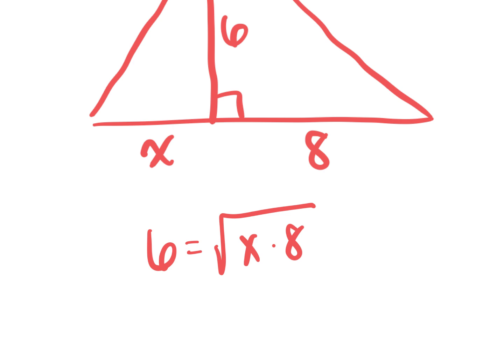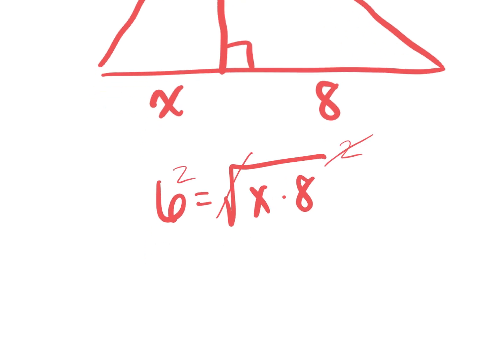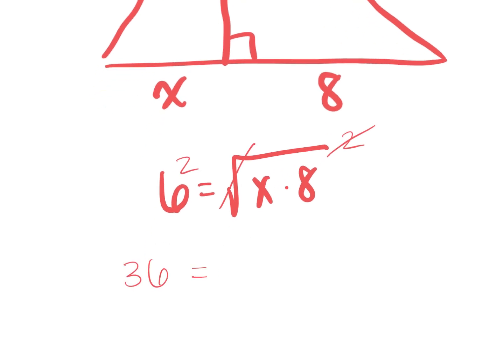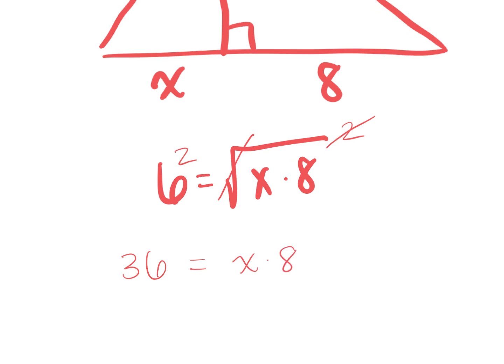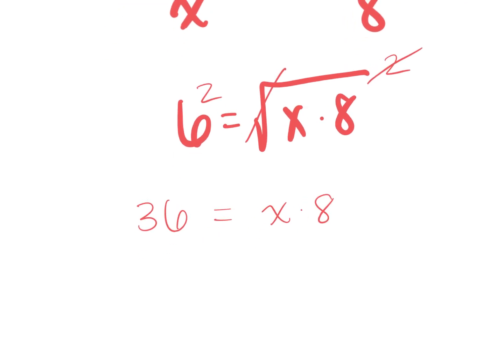And Nick was correct. The first step to solve this is to do what? Square both sides. So when you square both sides, what happens when a square root is squared? It cancels out. What's 6 squared? So we have 36 equals x times 8. And the last step? Divide by 8 on both sides. What's 36 divided by 8? 4.5. So 4.5 equals x.